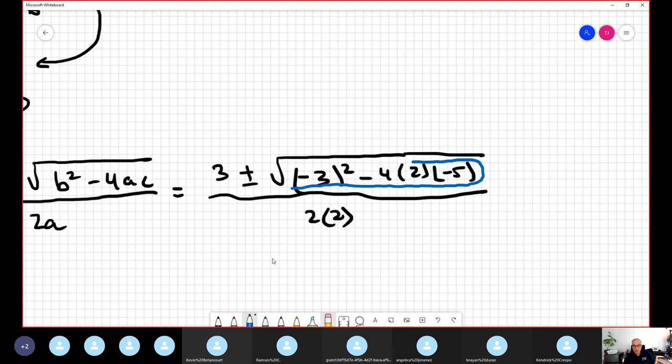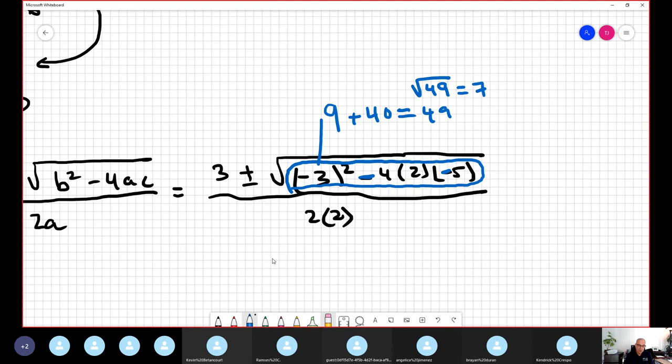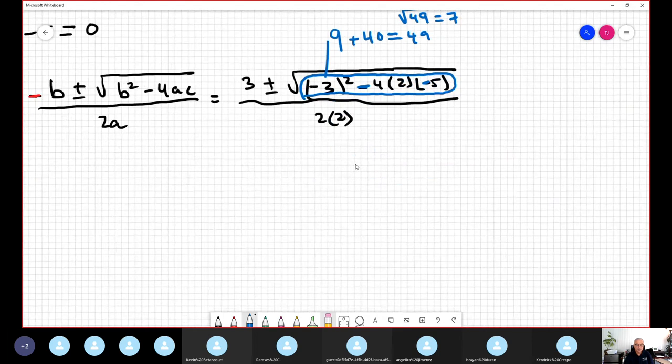you have almost 80% of solving it correctly. This is 9. And so we have a double negative; a negative becomes positive, so this is plus 40. 4 times 2 is 8, 8 times 5 is 40. So 49, and the square root of 49 is 7. A real 7, no i. Okay, so we have so far 3 plus or minus 7 divided by 4, because 2 times 2 is 4.